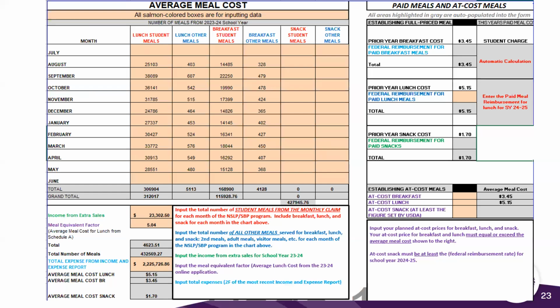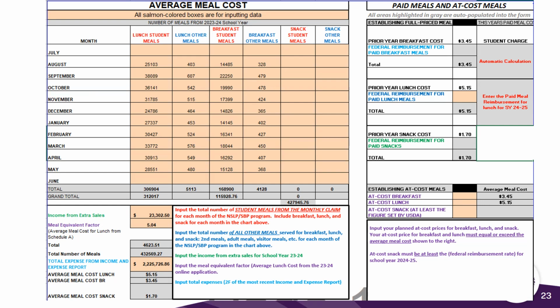This is what a completed tool would look like. Please note that all the salmon colored boxes are for inputting the data. The gray cells are auto-populated. Again, in this example, snacks were not served. If snacks were served, that data would be inputted into the cell for snack data.